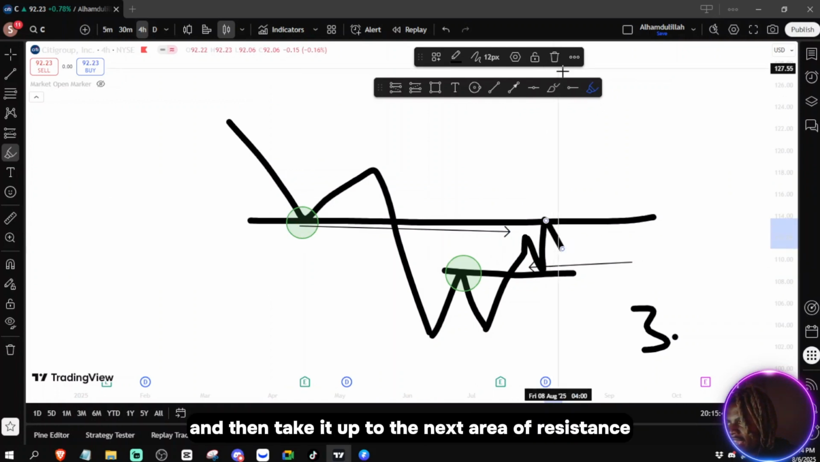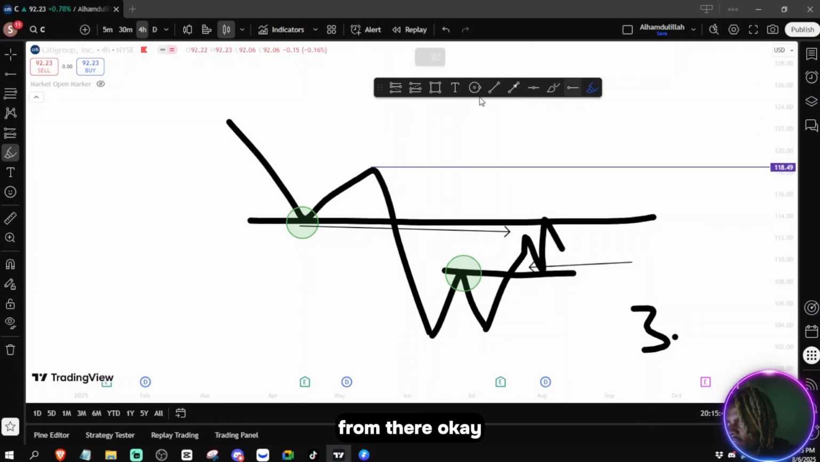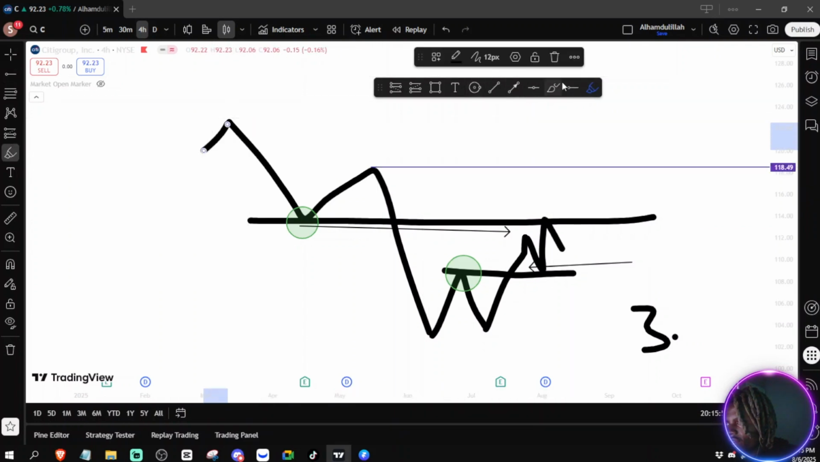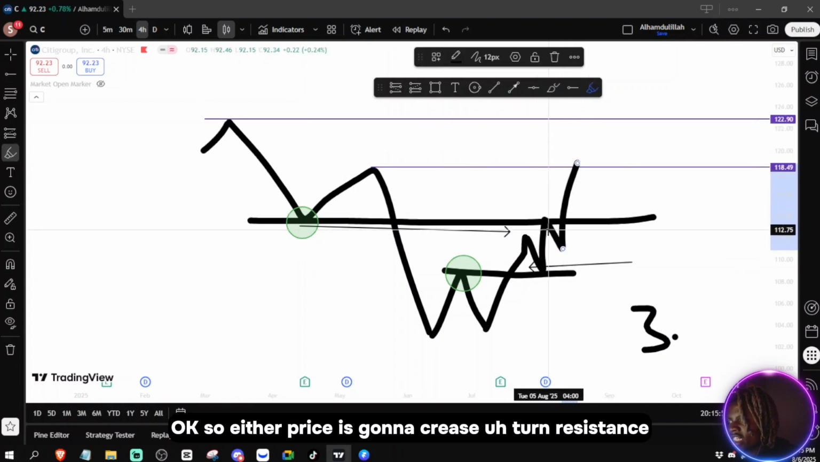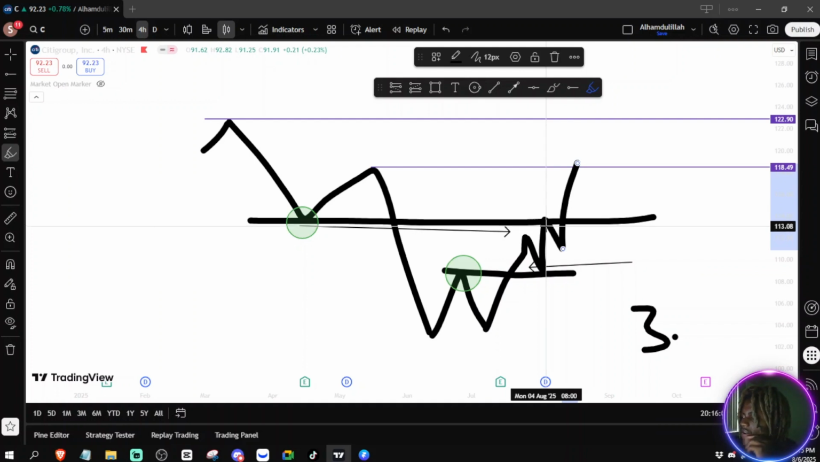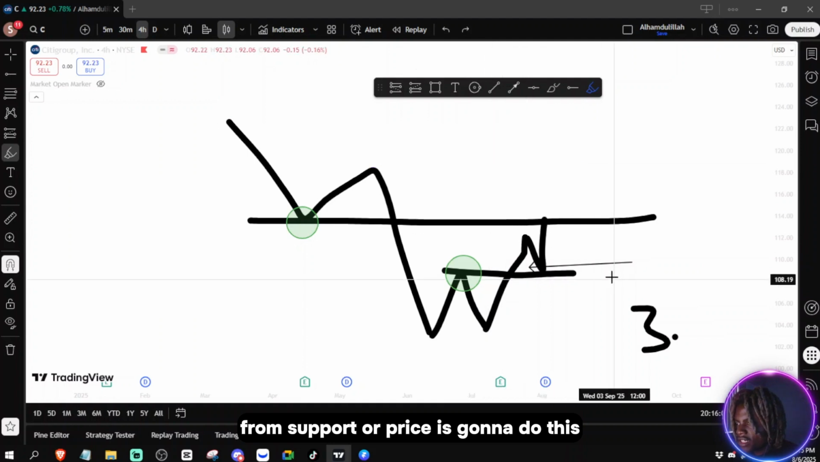And if it does that, then you could just wait for the resistance to get broken after it did that, and then take it up to the next area of resistance from there. Okay, so either price is going to turn support into resistance, or price is going to do this.